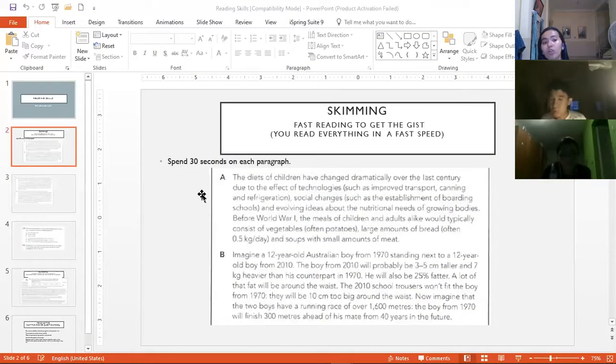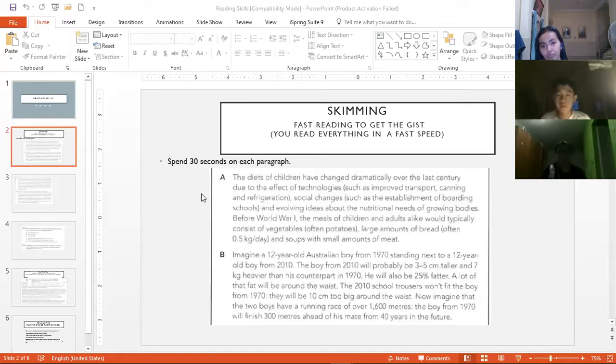All right, so we're discussing reading skills today, and you will know more from our video on previewing the text. But today, we'll look at two important skills that you need to know: skimming and scanning. So, what do we mean by skimming?